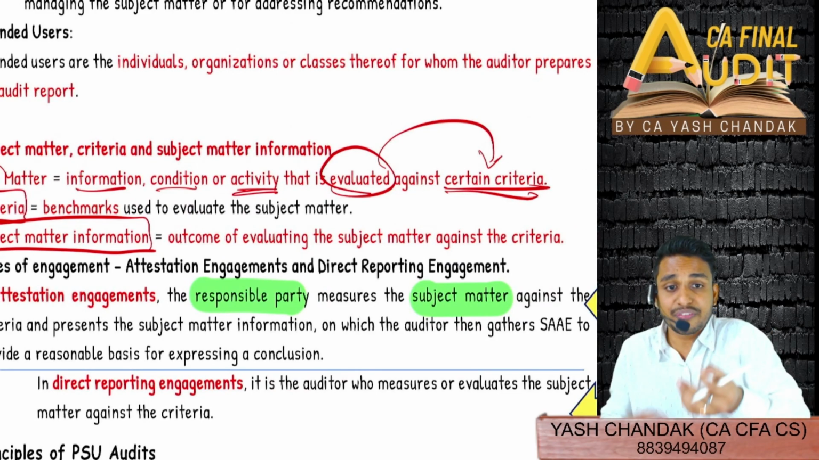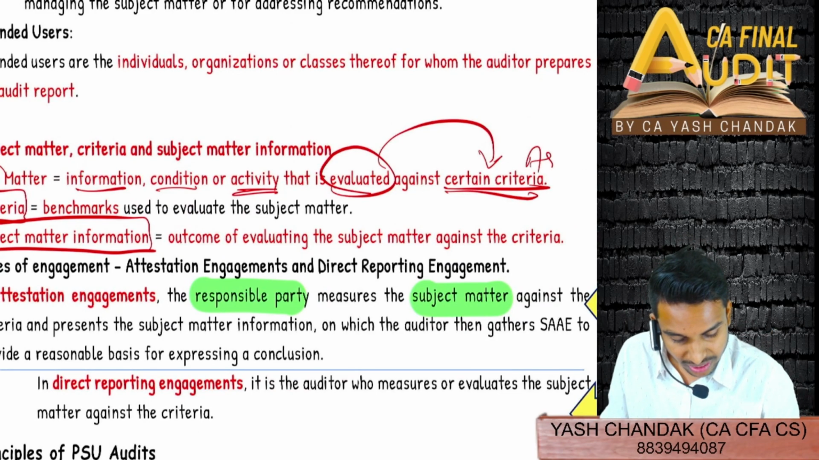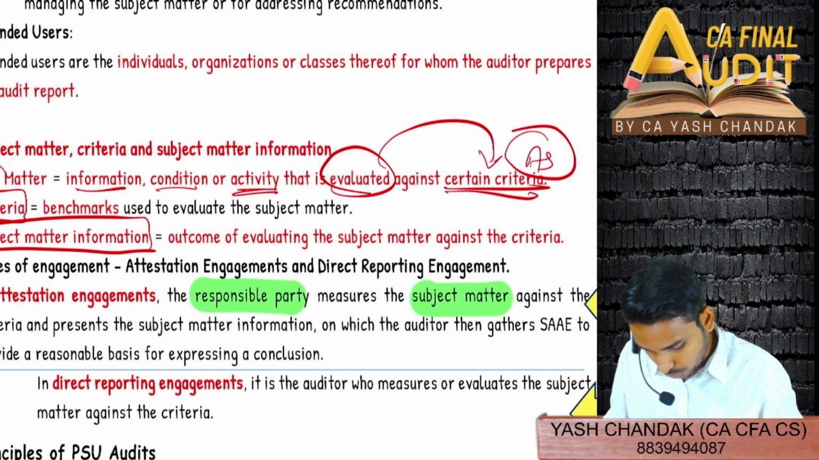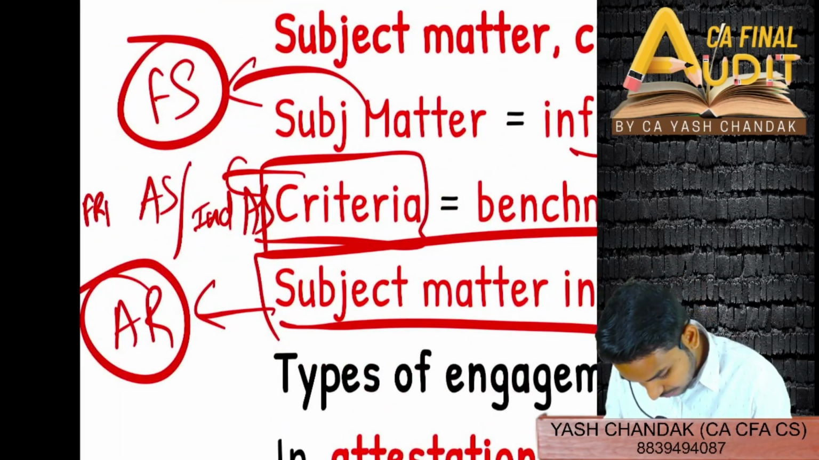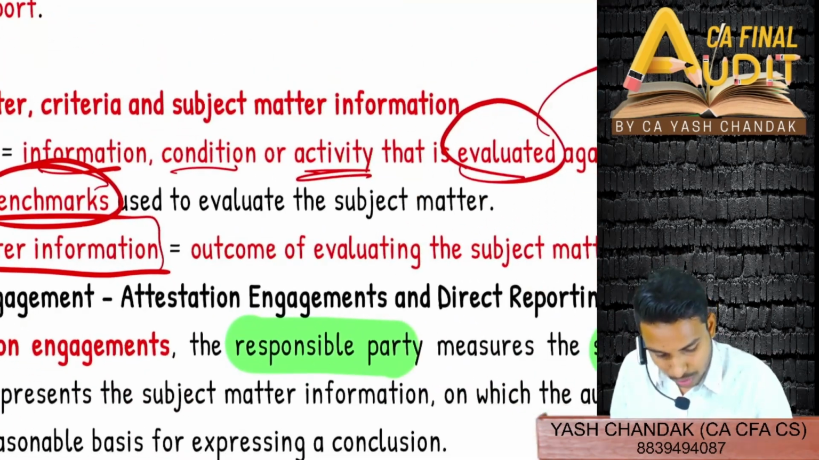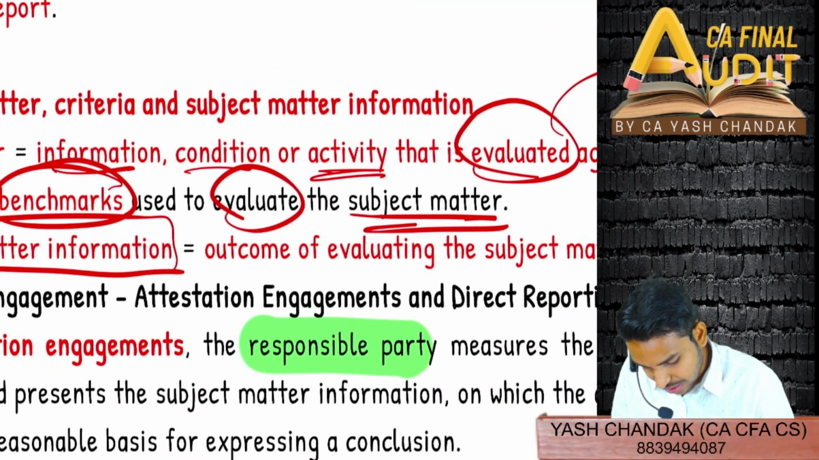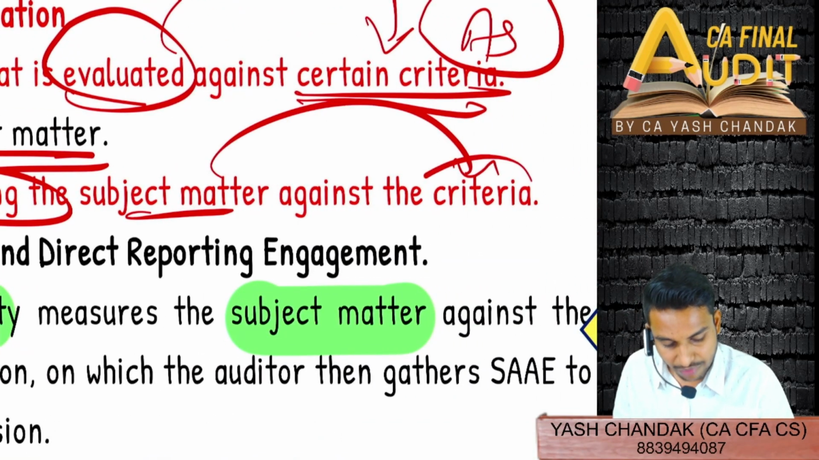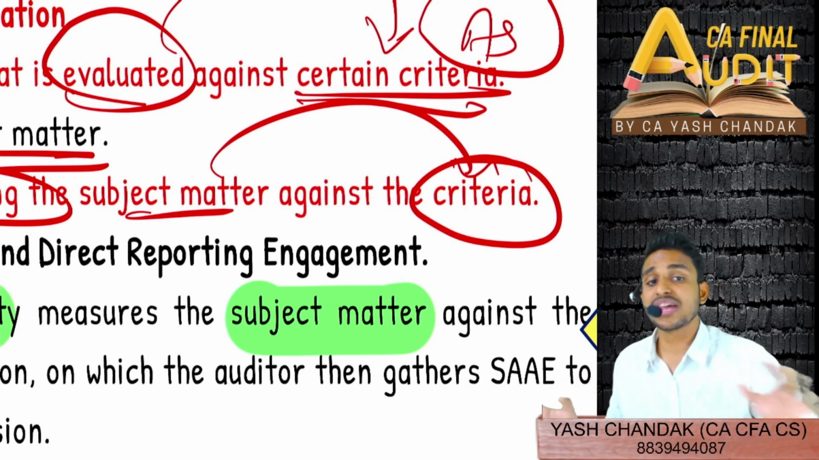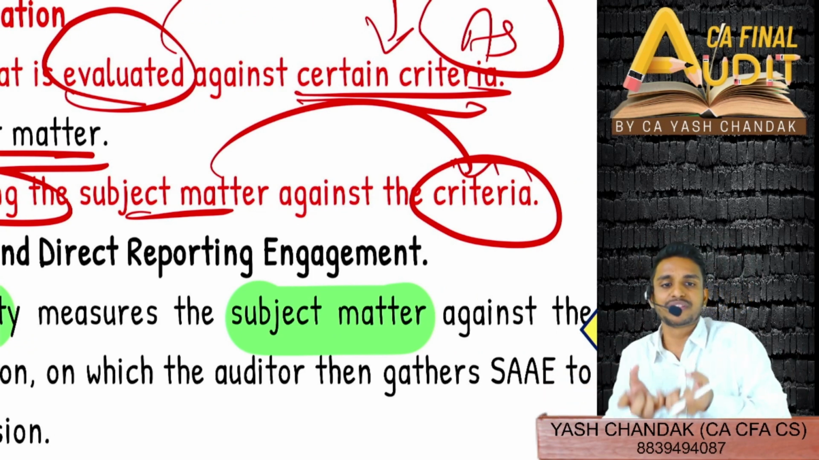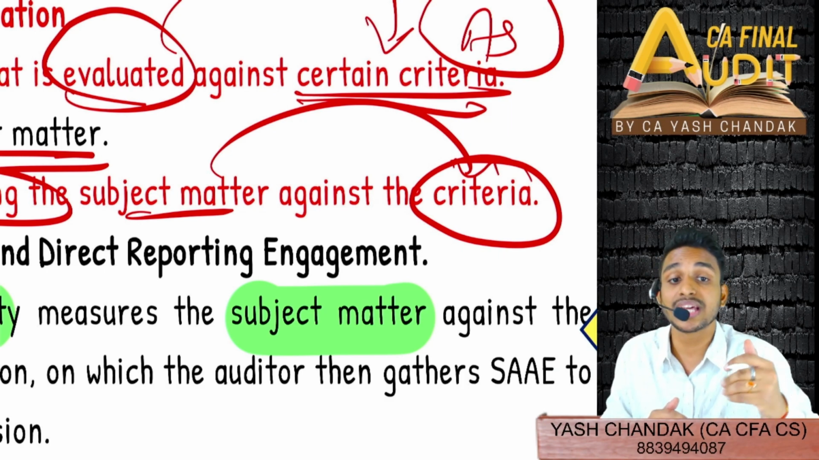So we have to evaluate the financial statement against AS, whether they are complying with the accounting standard, whether they are complying with the financial reporting framework, that you can also say as FRF, like Schedule 3, AS India. This all you have to see. So that is what criteria is: benchmarks which are used to evaluate the subject matter. And thirdly, subject matter information is the outcome of the evaluation. Whatever you evaluate of the subject matter against certain criteria, whether the financial statement complies with the applicable FRF, the outcome of that is your audit report, your subject matter information.